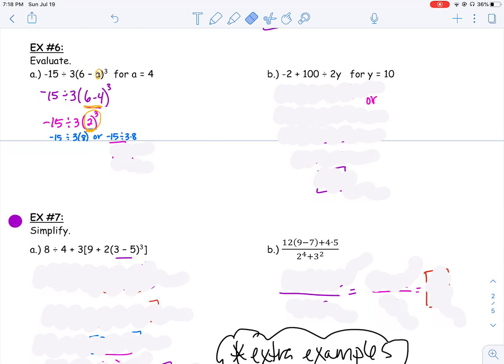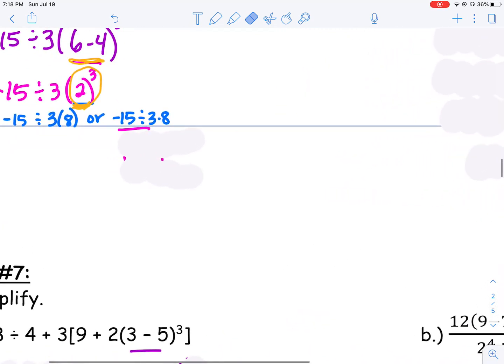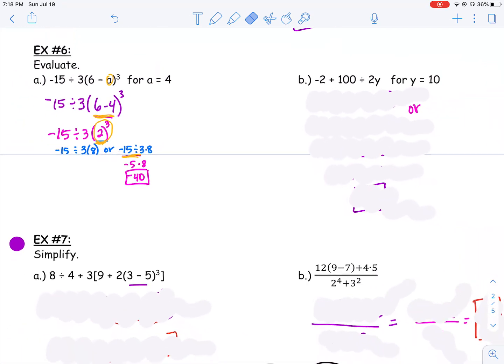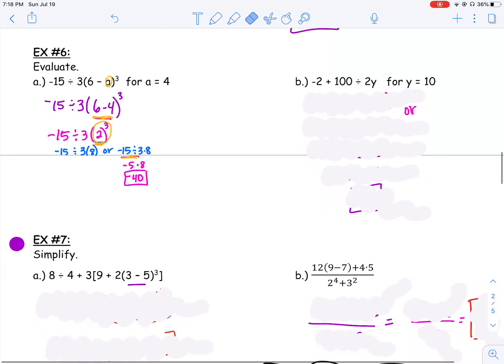Now I see division and multiplication, but remember, we do it from left to right. So I'm going to take the negative 15 and divide it by 3 first. Negative divided by a positive is negative 5, and then I have negative 5 times 8, which is negative 40, making sure that I'm very careful and organized with each of my steps. Let's look at another one.